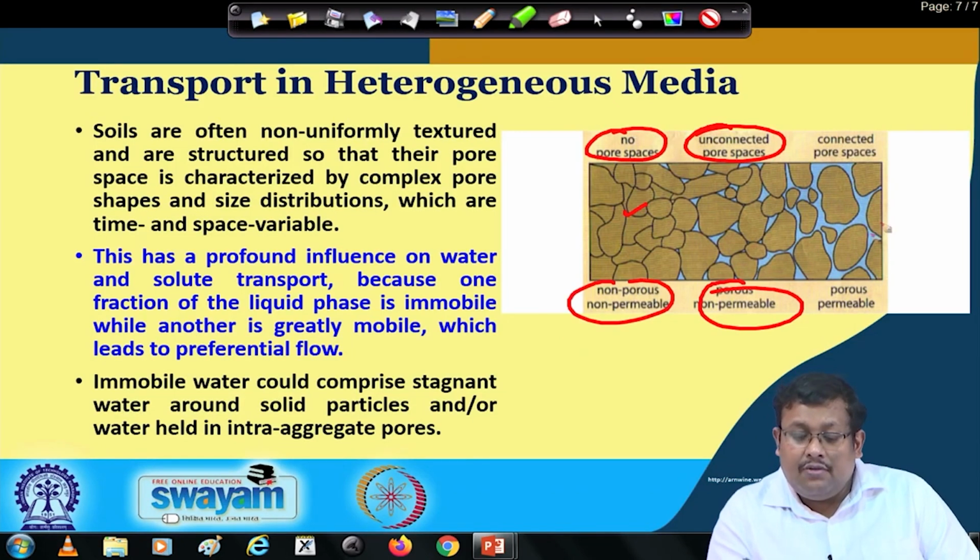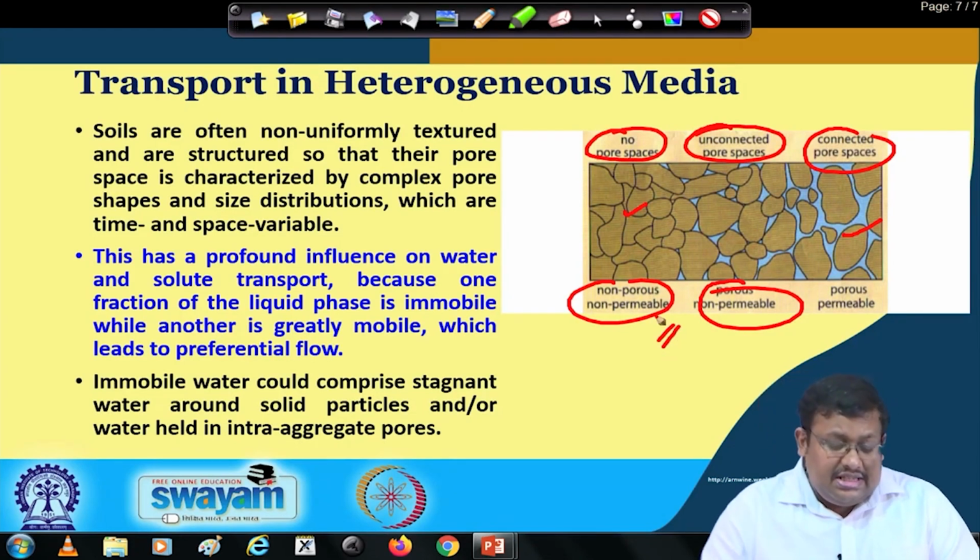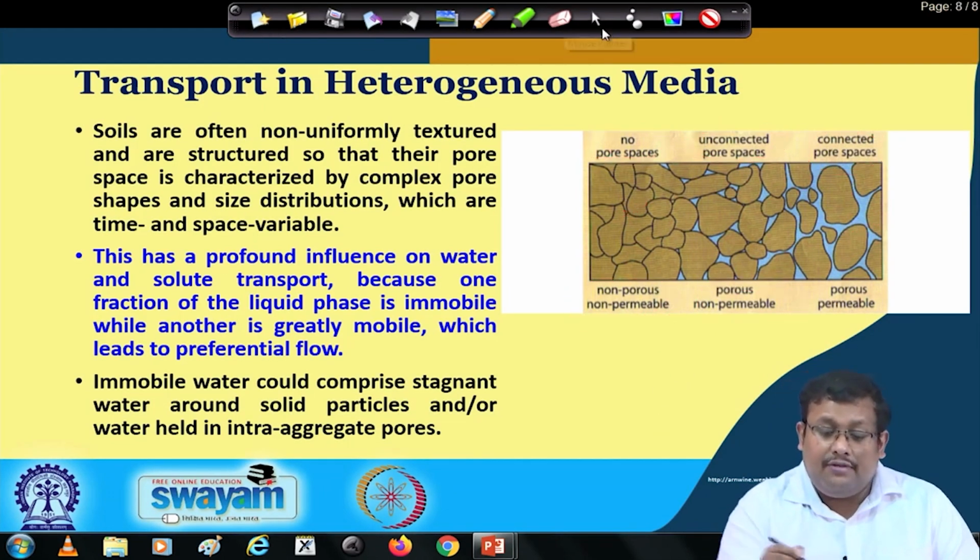You can see that in one soil this condition may arise because these distributions are space variable. So, you can see in one soil these three different conditions depending on different places of the soil profile: porous permeable where the connected pores are there, unconnected pore spaces with porous non-permeable, and then no pore space, non-porous non-permeable, three different conditions. So, this is how there is a preferential flow of water, and let us see what is preferential flow of water.